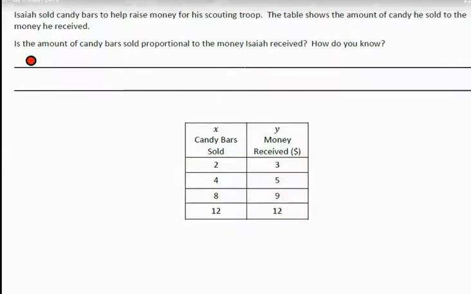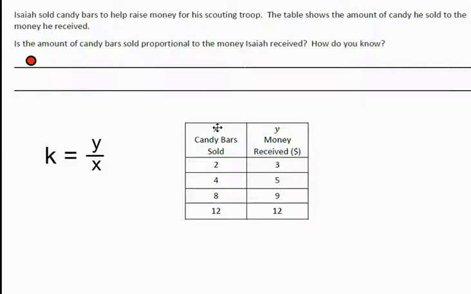Isaiah sold candy bars to help raise money for his scouting troop. The table shows the amount of candy he sold to the money he received. Is the amount of candy bars sold proportional to the money Isaiah received? How do you know? The first thing we have to do in order to solve this is figure out, does a constant exist? The formula for a constant is k is equal to y divided by x.